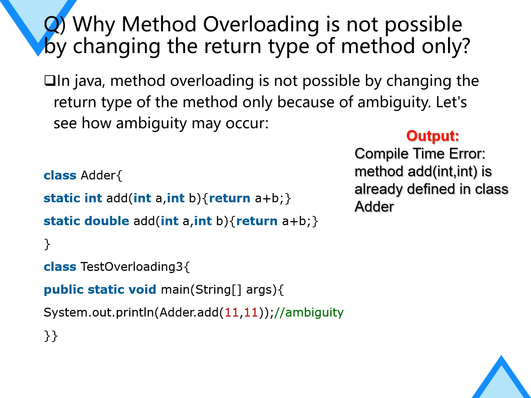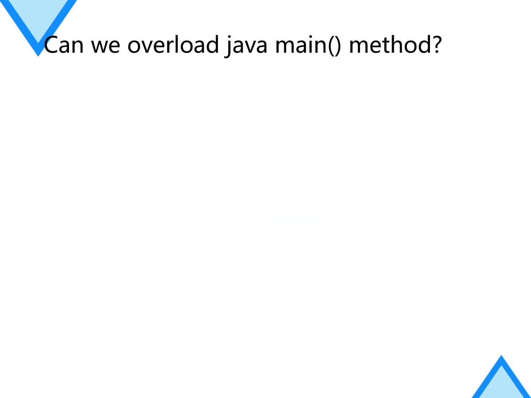So we will be unable to call the method if they have the same number of arguments and the same type of arguments. Either we have to change the type of arguments or the number of arguments, and then we can implement method overloading. So method overloading is not possible if we change only the return type of the method. Why is it not possible? Because of ambiguity.